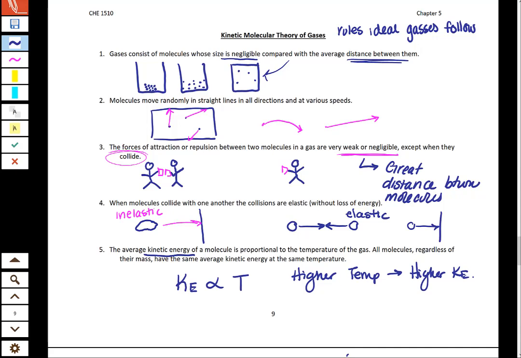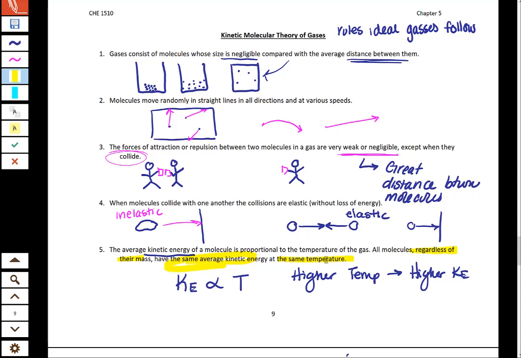And then this is really interesting, is that all molecules, regardless of their mass, have the same average kinetic energy at the same temperature. So what that means is if the temperature is 25 degrees Celsius and you have a bigger molecule versus a smaller molecule, they're going to have the same kinetic energy. And now it's the average, right? But that's okay. We'll just say same kinetic energy for the moment to make it a little bit more simplified.